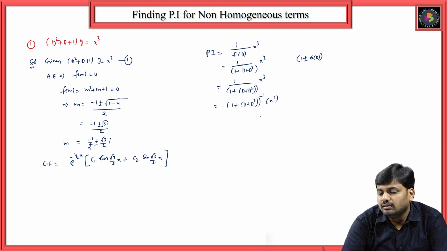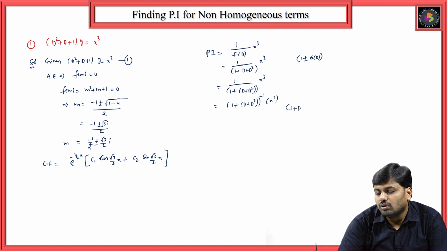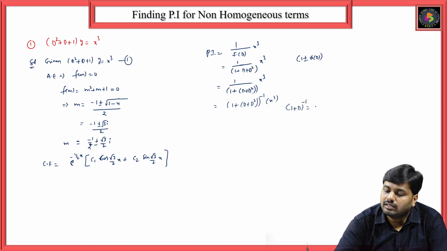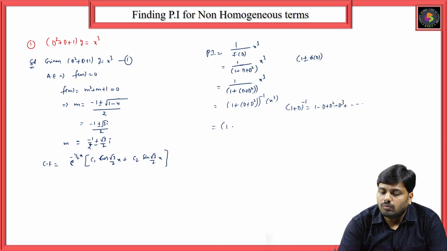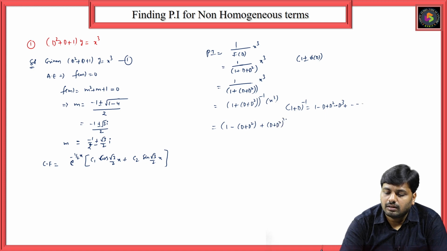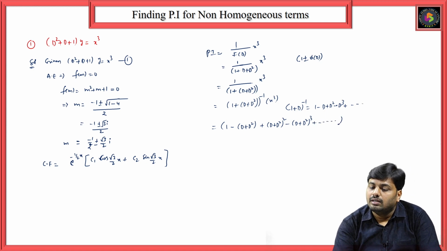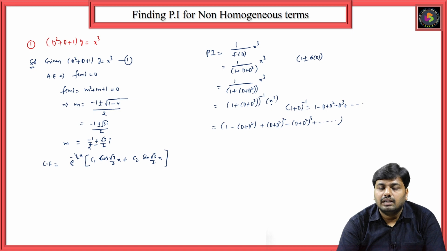Now we can expand this using the notation. Already we know that (1 + D) to the power minus 1 is 1 − D + D² − D³, and continue this. Now in place of D, we have here D + D². Based on that expansion, we'll write 1 − (D + D²) + (D + D²)² − (D + D²)³. Now I am stopping this because the derivative of x³ becomes 0.